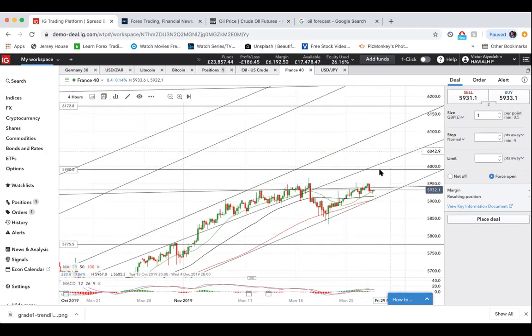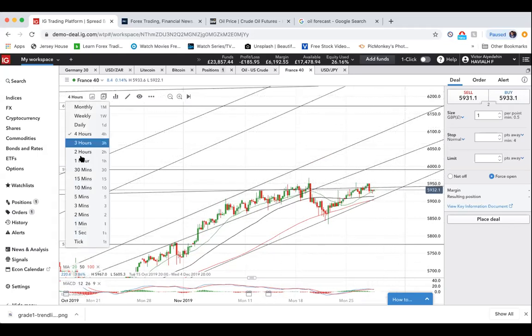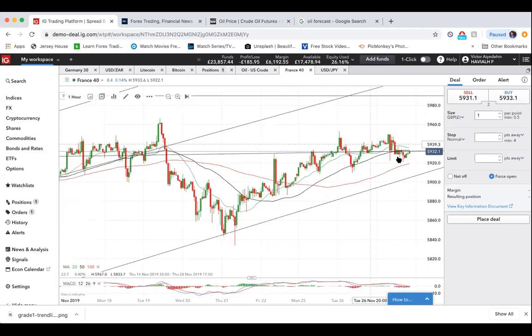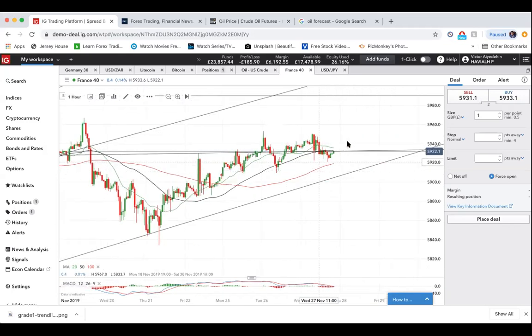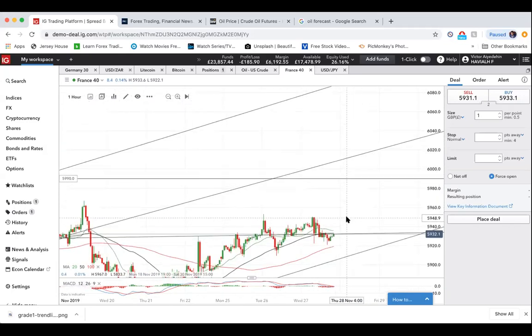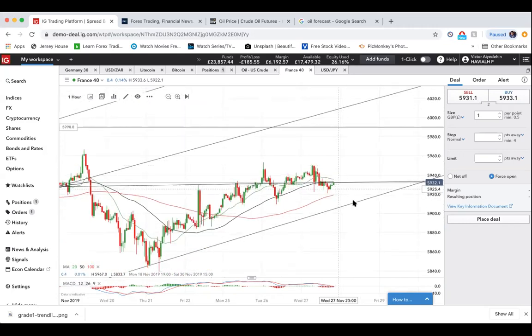Okay. So within the next 2 or 3 days, I want to be buying the France 40. Yeah. Okay. And within the next 2 or 3 days, I want to be buying. But is it time to put in the position now? No. Why? Price still has a little bit of distance to cover.